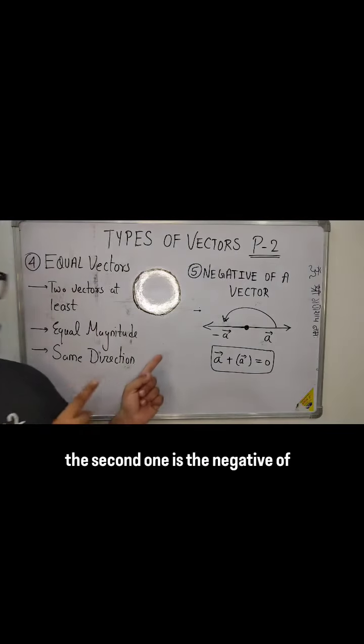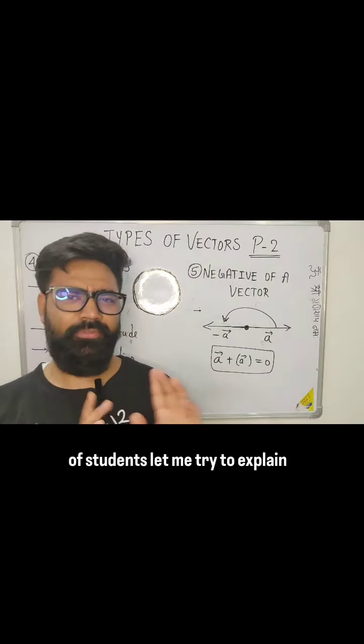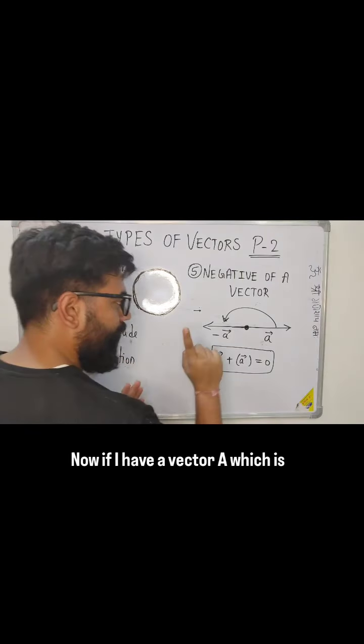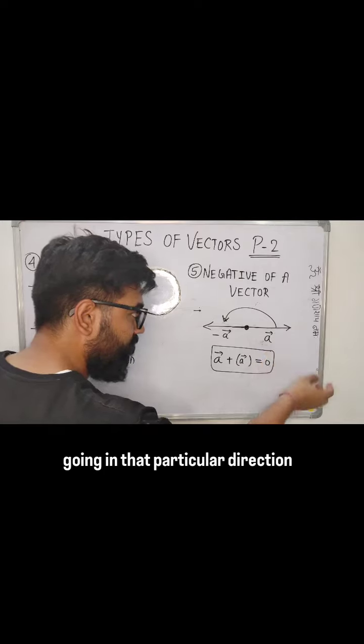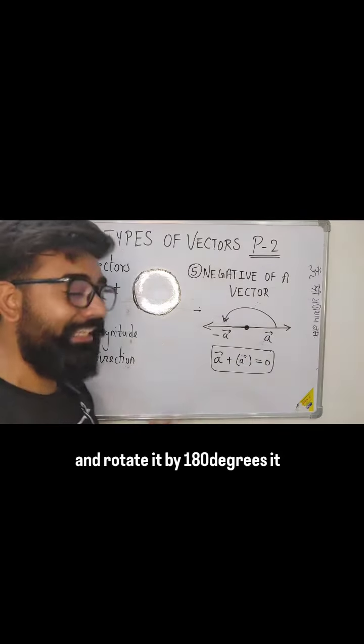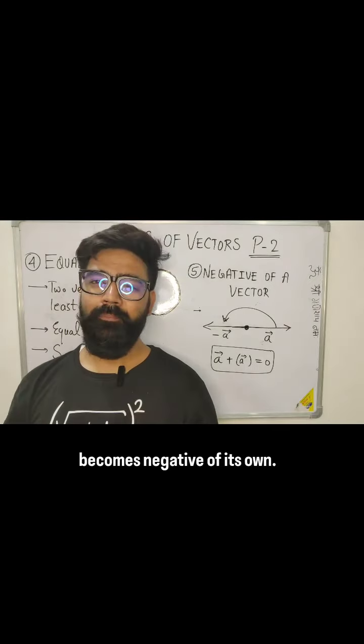The second one is the negative of a vector. Now this confuses a lot of students, so let me try to explain it to you in fairly easy steps. Now if I have a vector A which is going in that particular direction, I basically pin it with its tail and rotate it by 180 degrees, it becomes the negative of its own.